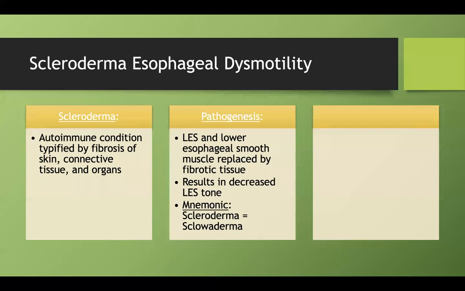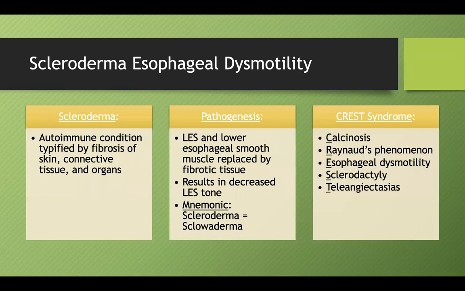And just something to remember with scleroderma, they do like to test CREST syndrome. So if you have somebody who's having dysphagia, usually like in a young woman, just keep a lookout for some of these other phenomena: calcinosis, Raynaud's phenomenon, sclerodactyly, and then telangiectasias.